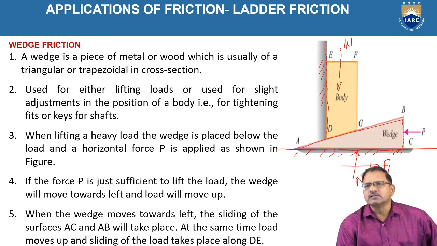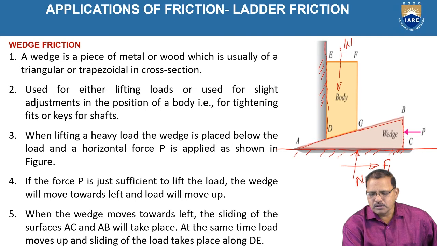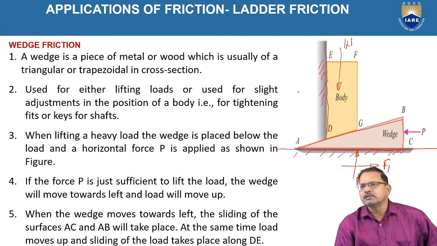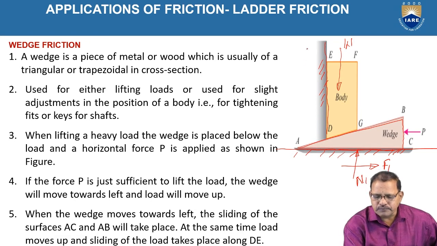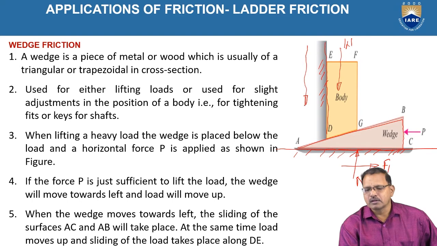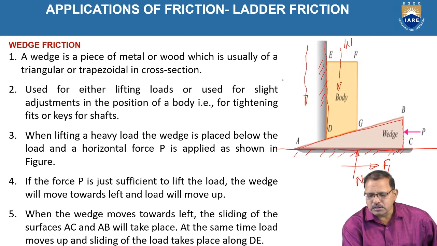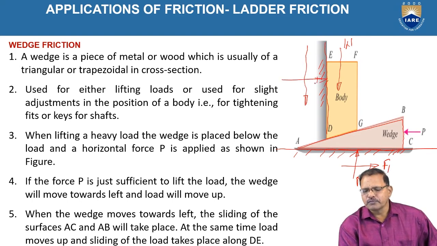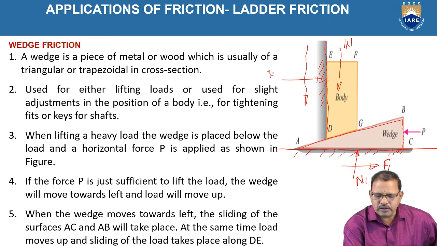In the second case, when the body tends to move in upward direction, the frictional force which exists between the vertical wall and the body will act in downward direction, and the normal reaction is N3 and the friction force is F3.